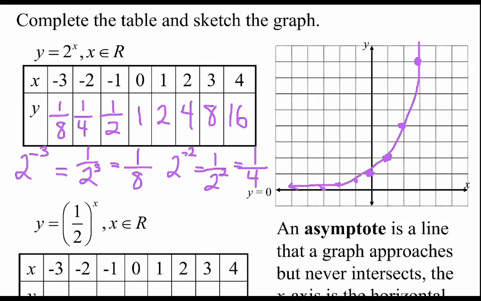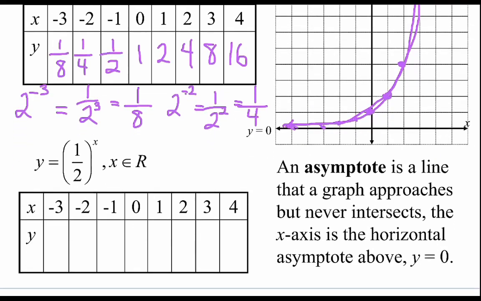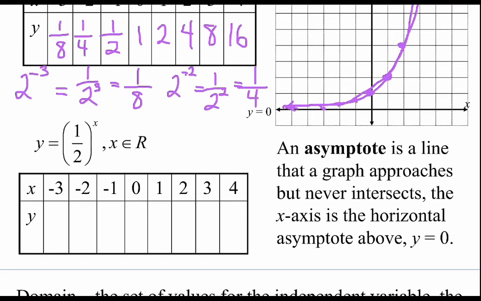Now as you can see there, we are going to get closer and closer and closer to 0, right? The smaller, in this case, that x becomes, the closer and closer we are going to get to 0, but we're never actually going to hit 0. This is what is known as an asymptote. That is a line that the graph approaches but never actually touches or intersects.